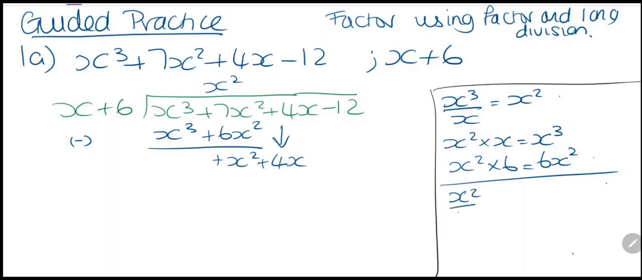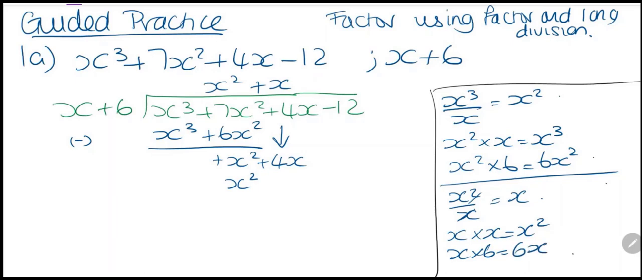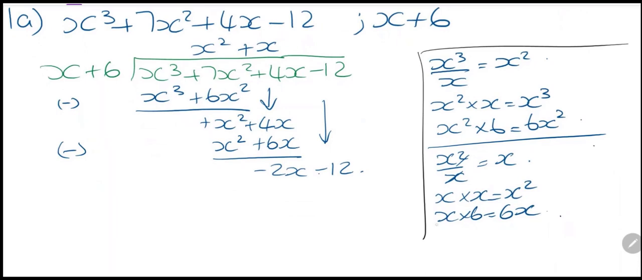So x squared divided by x is just x, so it's plus x. And we're going to multiply. So x times x is x squared, and then x multiplied by 6 is 6x. This is a minus, so when this is a minus, it's 0. And 4 minus 6 is minus 2x. And now we're going to bring down the minus 12, and we'll repeat. So minus 2x divided by x is minus 2.